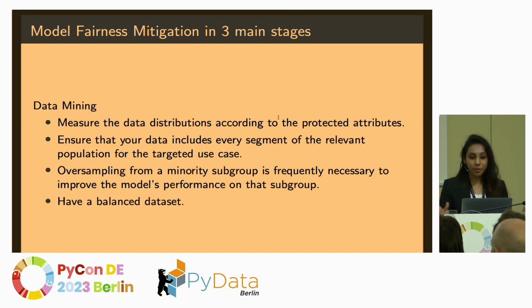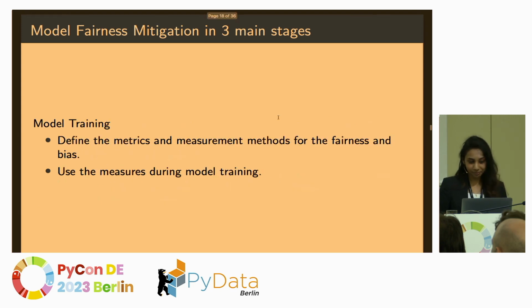And our whole motive should be to have a very balanced data set. That is a really key point to avoid bias, eliminate bias. Now moving on to the model training phase. In the model training phase, we need to identify the metrics that we are going to use to evaluate our model's fairness and bias, and we need to use them while training the model.